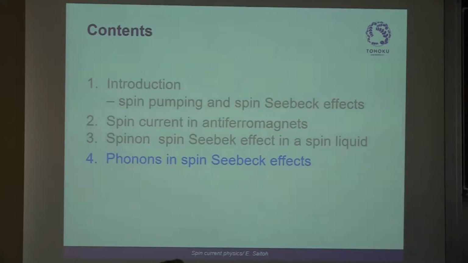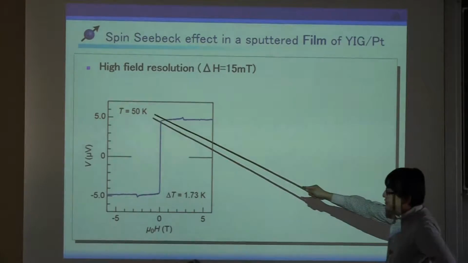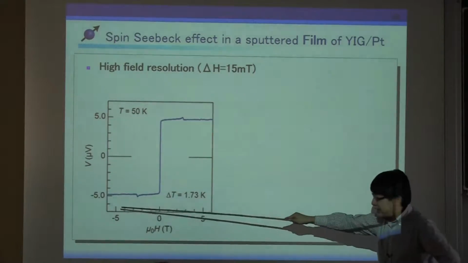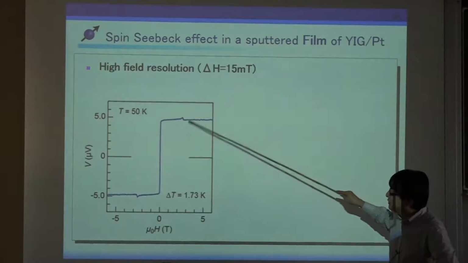This is the phonon. Okay, so I'll mention the phonons in the spin Seebeck effect. Okay, so the data was already shown by Bauer sensei yesterday. So okay, this is the spin Seebeck effect in a sputtered YIG platinum system. This is the spin Seebeck effect voltage, and this is the field. So we can see the sharp peak here.